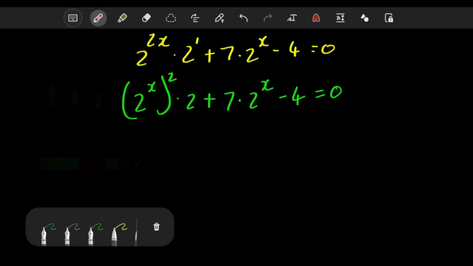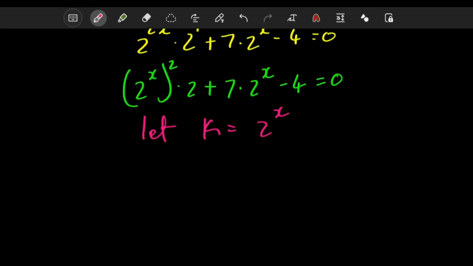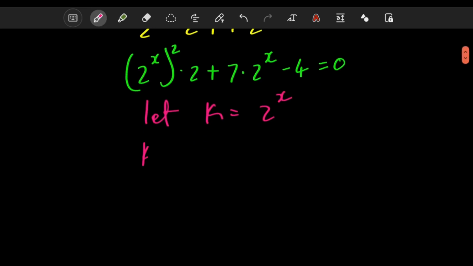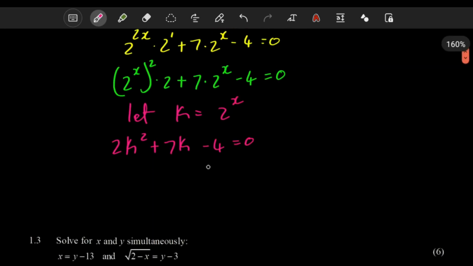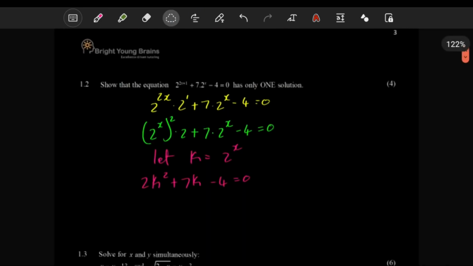So the big idea here is, you're going to need to say let k equal 2 to the power of x. Using this method allows you to identify a quadratic equation, because you see this 2 here, you can write it in front there, and then the 7 is just there, 7k, and then minus 4 equal to 0. So that now you can just solve for k and then carry on later.